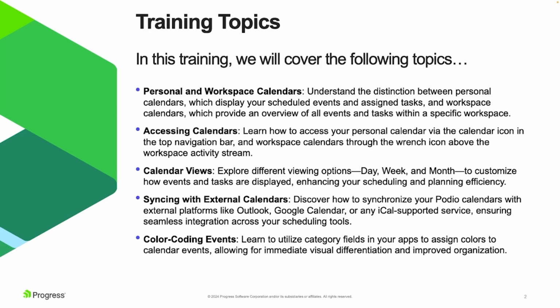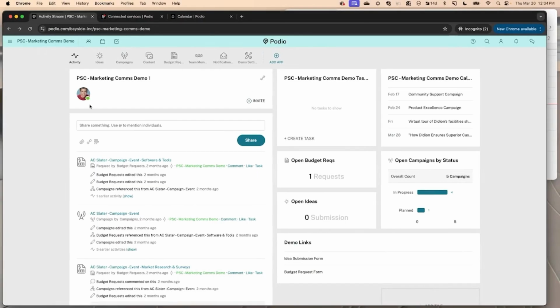We'll talk about calendar views. So there's definitely ways to create different viewing options, whether it be day, week, month, or altering the amount of information that you see in your calendar. We'll walk through that as well. What's really cool is we'll talk about how we can get our Podio calendar data exported out to an external calendar like Outlook, Google Calendar, or iCal. Makes it really easy to keep all of your calendars in one spot. And then finally, we'll talk about color coding events so they show up as different colors on your Podio calendar. So let's go ahead and jump in.